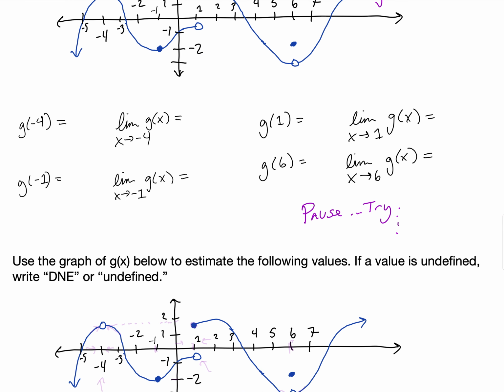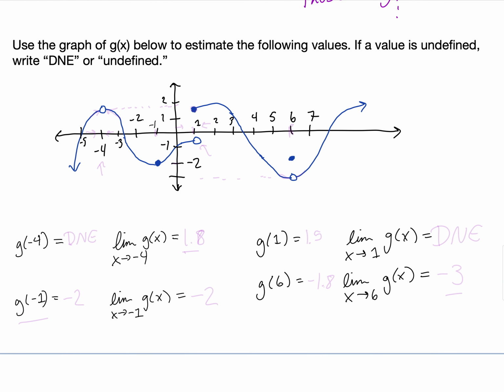Okay, so we've got g of negative 4. Well, open circles that are not filled in are going to stand for places where the function is not defined at that point. So there is no closed circle, there is no filled in point at the value x equals negative 4. There is no filled in value anywhere. So this value does not exist.